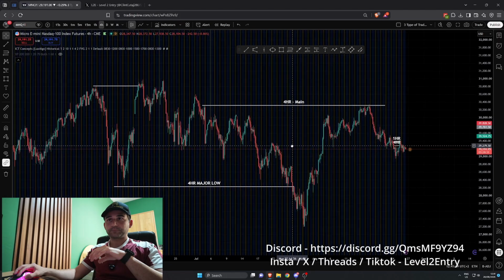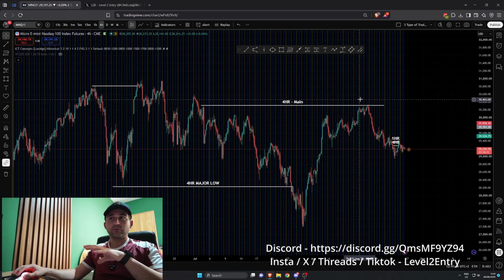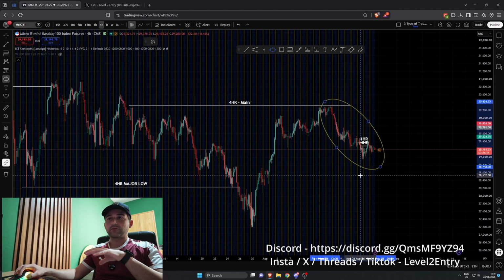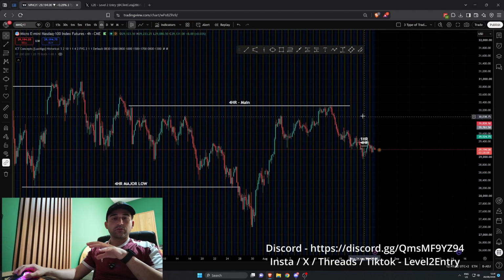Now I have also marked a 4-hour point of liquidity here, in which when price retraced and went above and took liquidity, a bearish move was done, which I will circle here for you to see. So once I saw that that bearish move was done, I just looked to keep on shorting the market. So that is a very simple explanation of how I determine my bias and why I take my shorts.